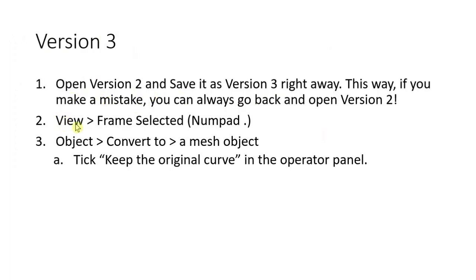I'm going to show you a quick shortcut for how to go into View, Frame Selected to zoom in on whatever object you have selected. It's also the shortcut numpad dot, or the decimal point. I'm also going to show you how to take that curve and go to Object, Convert to a Mesh Object. And we're going to tick Keep Original in the Operator panel so that we still have that original curve there, just in case, once again, we mess up and want to go back to it.